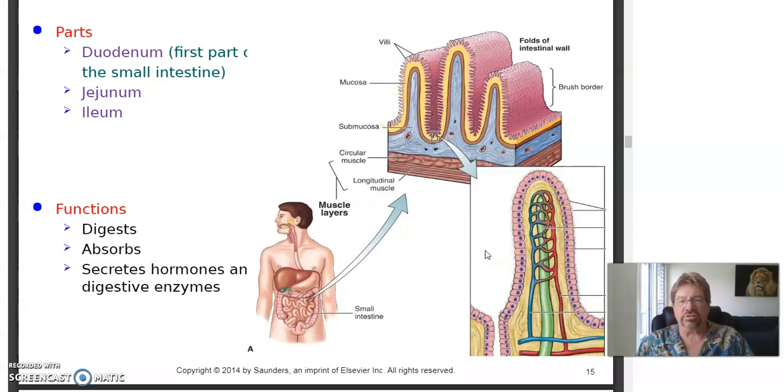Most of the digestive enzymes come from the pancreas, most of them, and they're released into the small intestine, but the small intestine has some too. This provides enormous surface area for digestion and absorption. Here's a picture of one. See, we have a vein, artery, capillary, and these are called lacteals.